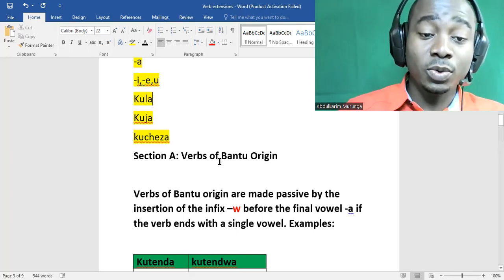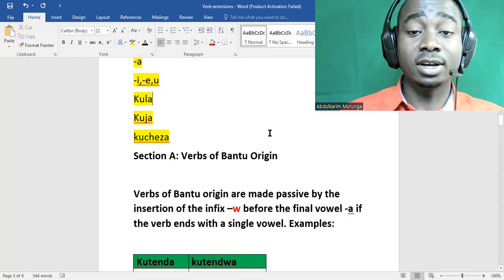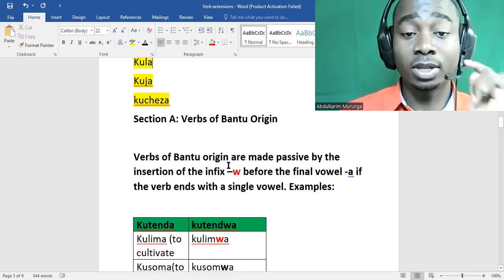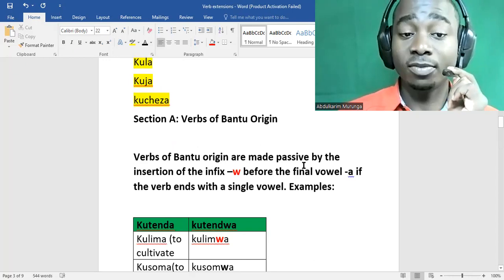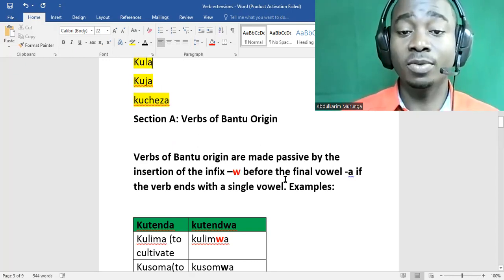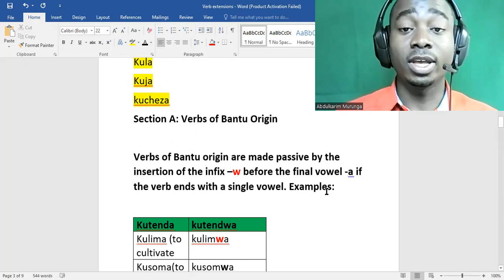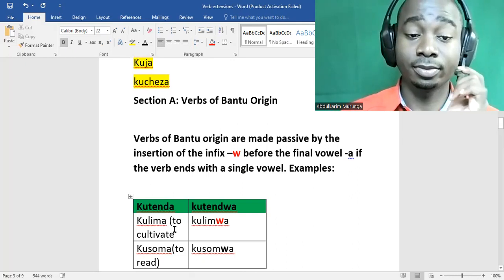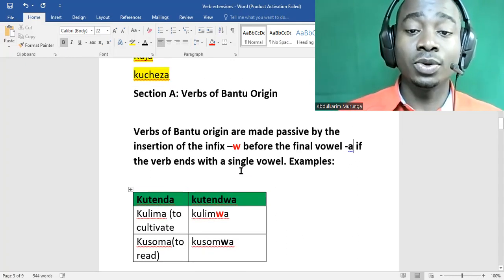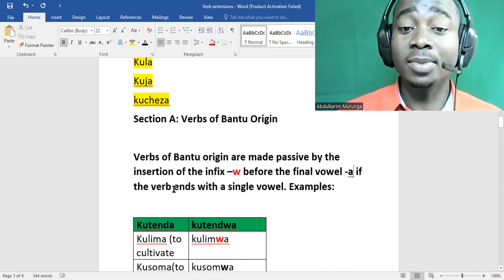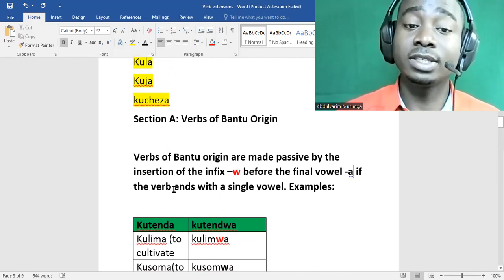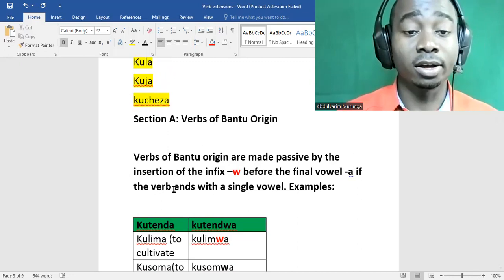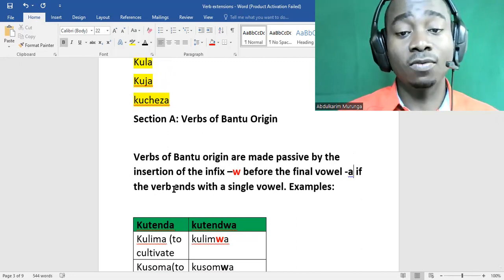So we can read here. Verbs of Bantu origin are made passive by insertion of the infix W before the final vowel. Okay, before the final vowel, if the verbs end with a single vowel. Examples are here. So you read again. Verbs of Bantu origin are made passive by the insertion of the infix W before the final vowel if the verbs end with a single vowel.